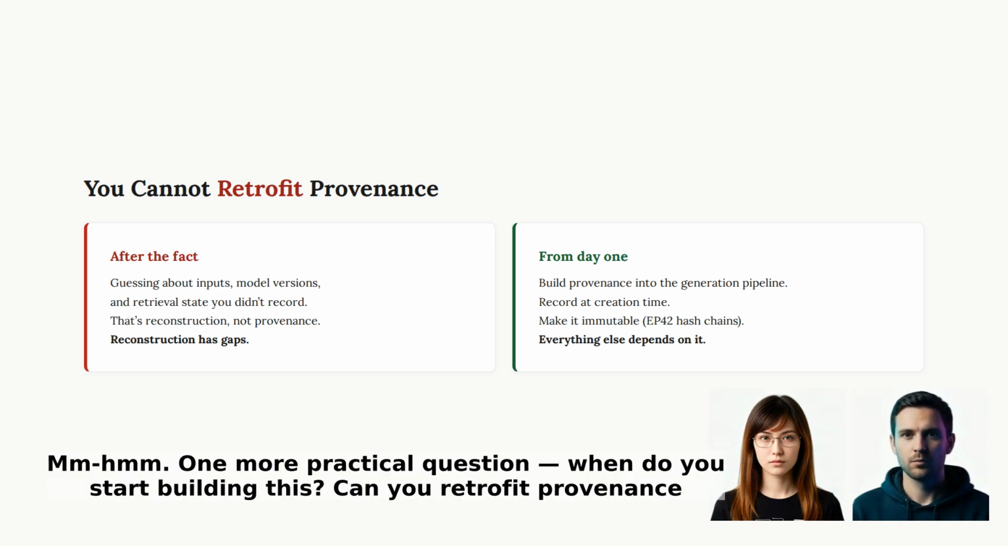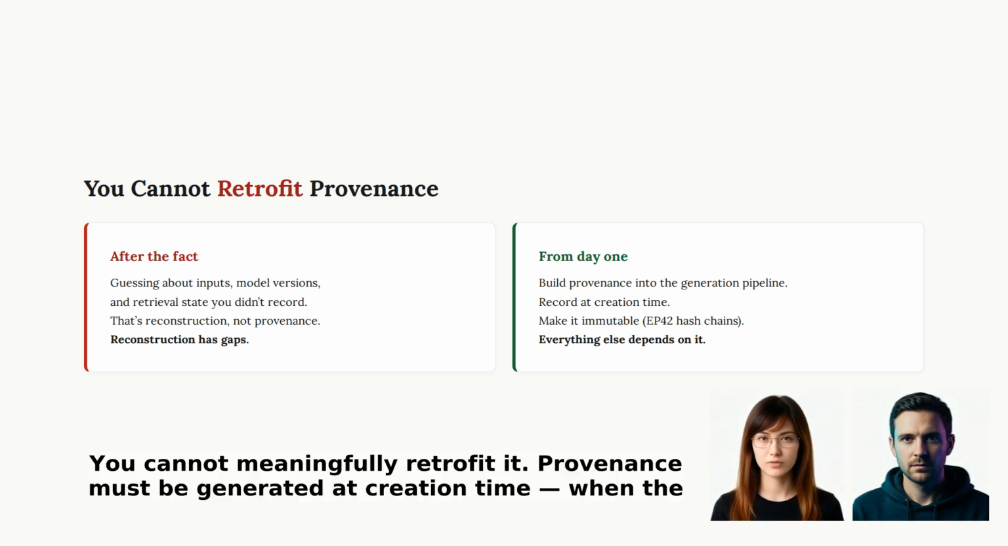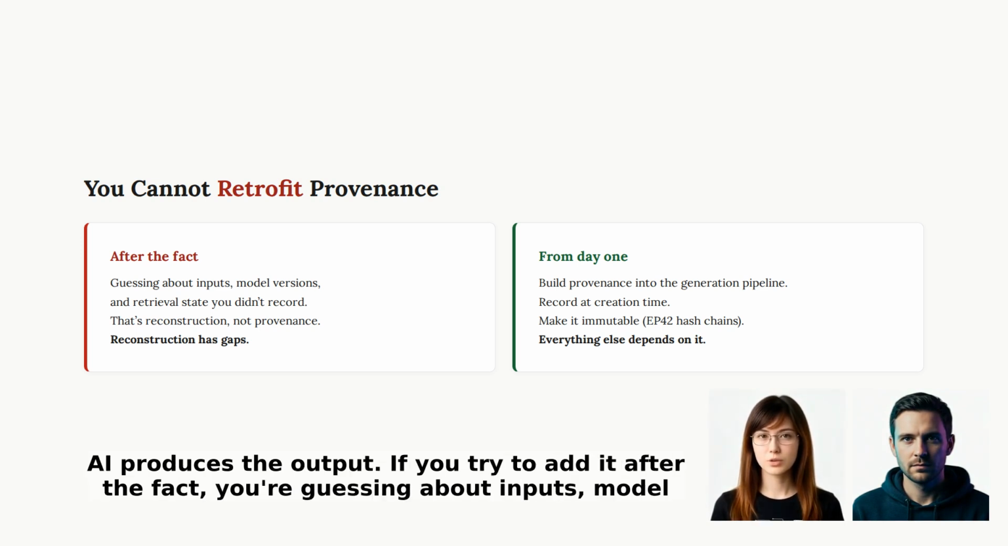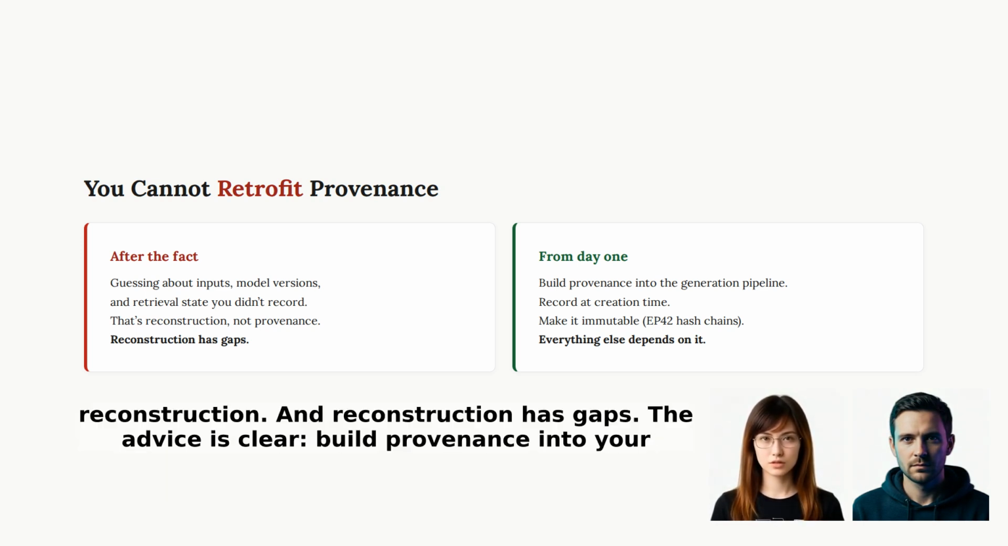One more practical question. When do you start building this? Can you retrofit provenance onto an existing system? You cannot meaningfully retrofit it. Provenance must be generated at creation time, when the AI produces the output. If you try to add it after the fact, you're guessing about inputs, model versions, and retrieval state that you didn't record. That's not provenance, that's reconstruction.